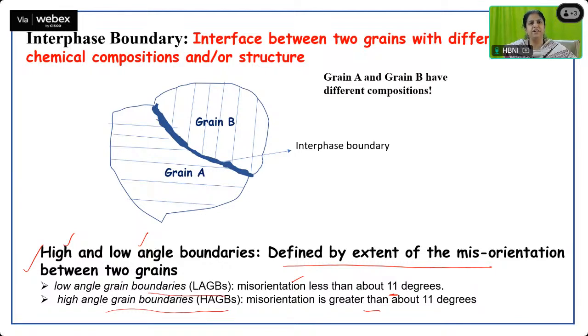And what is an interface boundary? Very simple. When the two grains that your boundary is separating belong to two different compositions and structures, then your boundary is called the interface boundary. Because now the two grains are different. They have different composition, or different structure, or both different composition and different structure. So your boundary is separating two different phases. And easy nomenclature, they are called interface boundaries.